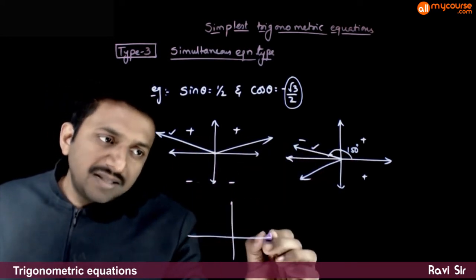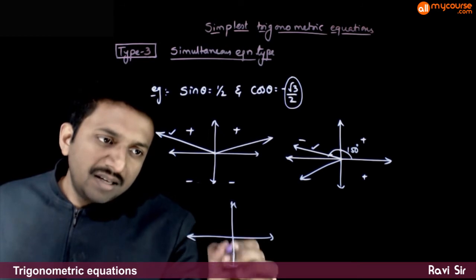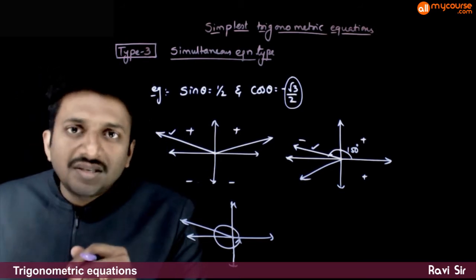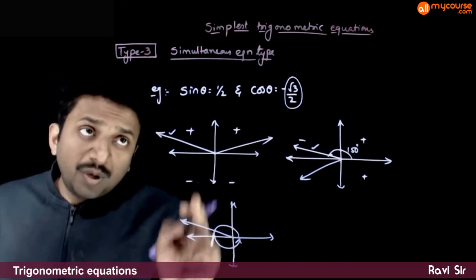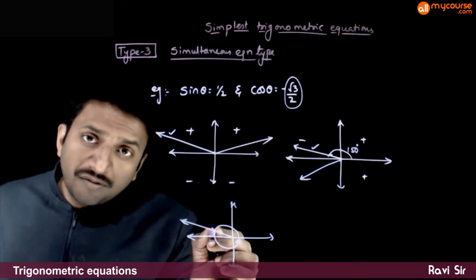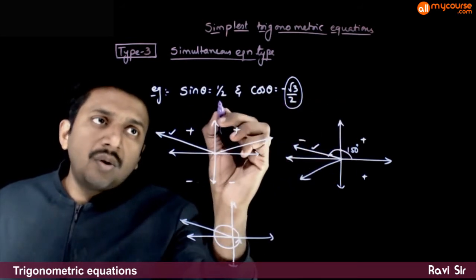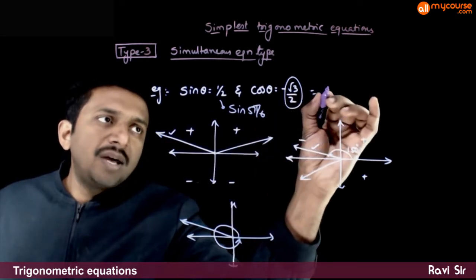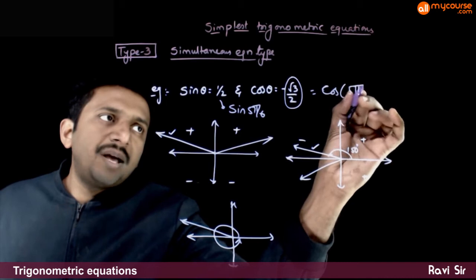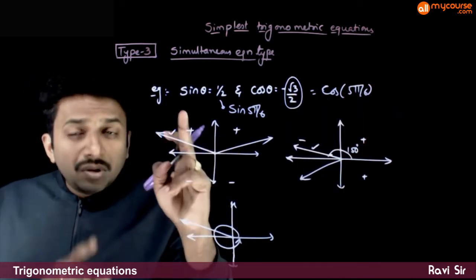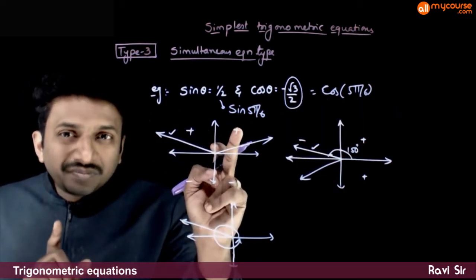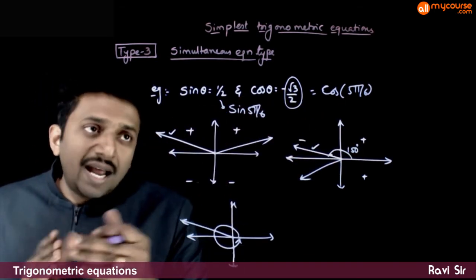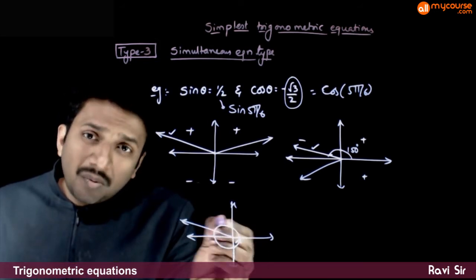So the answer is something like we have only one position per revolution which satisfies both these equations simultaneously, and this position for these values is 150 degrees, that is 5 pi by 6. So half can be written as sine of 5 pi by 6, minus root 3 by 2 can be written as cos of 5 pi by 6. So for simultaneous equation type, you need to first search for some solution which works for both the equations, and then we know that you're getting only one solution per revolution.